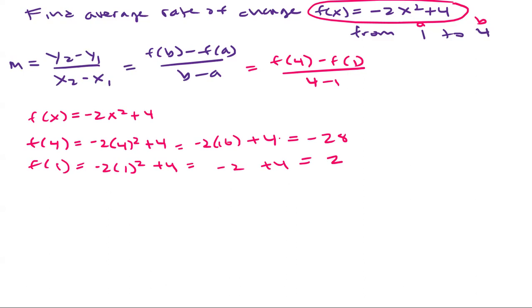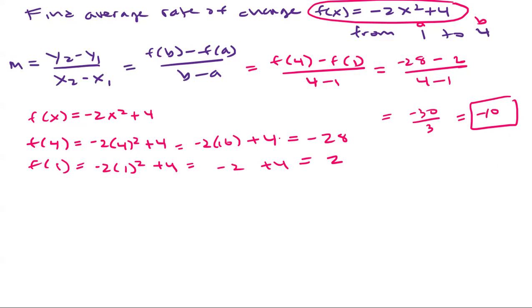Then I just plug in that information. For f of 4, we got negative 28, and for f of 1, we got 2. The bottom is still 4 minus 1. So the top, negative 28 minus 2 gives us negative 30, and 4 minus 1 is 3. We simplify that and that gives us negative 10. So that will be our answer there.